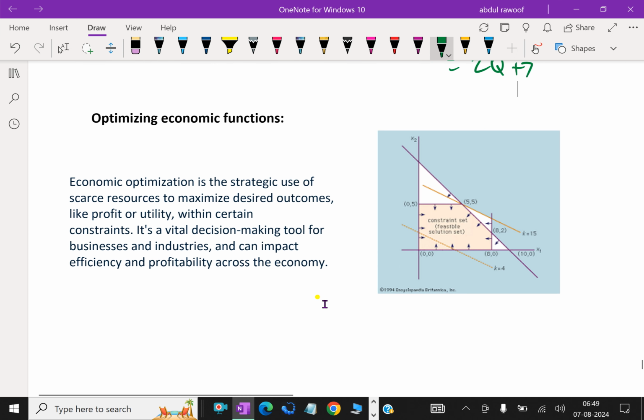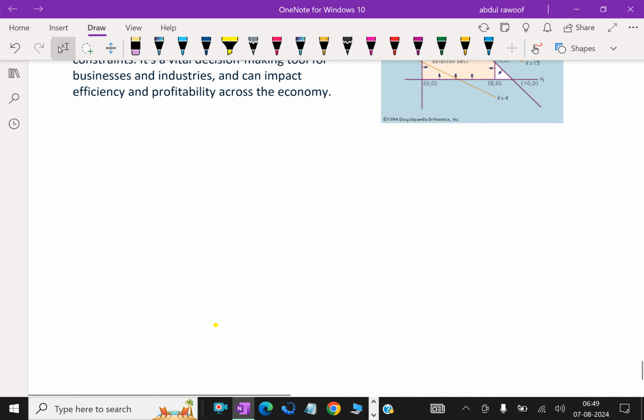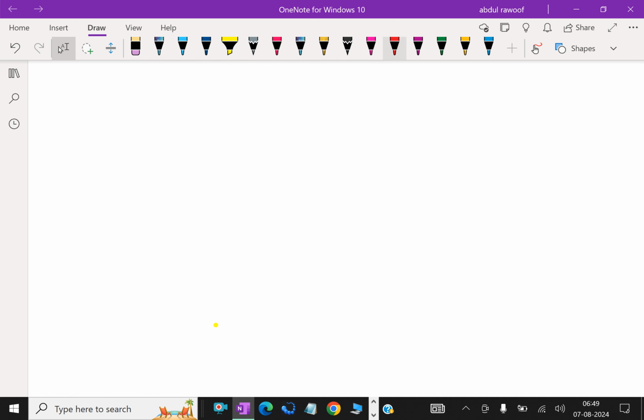Next is optimizing economic functions. Economic optimization is the strategic use of scarce resources to maximize desired outcomes like profit or utility within certain constraints. It's a vital decision-making tool for business and industries and can impact efficiency and profitability across the economy. Now, let us do an example regarding this concept.